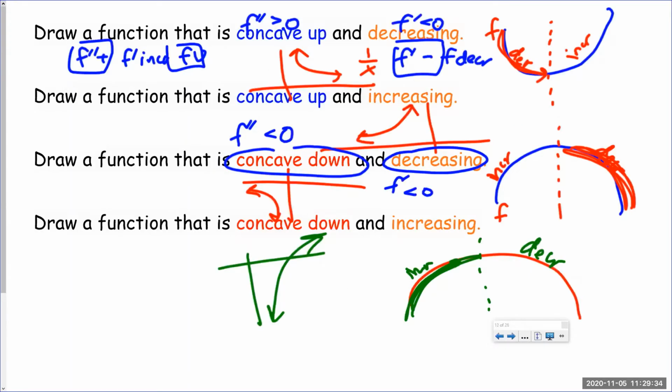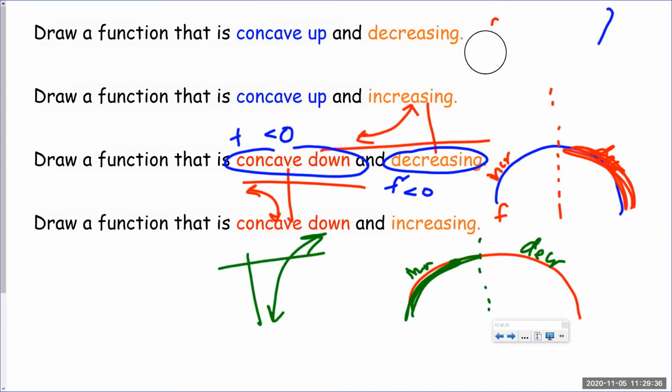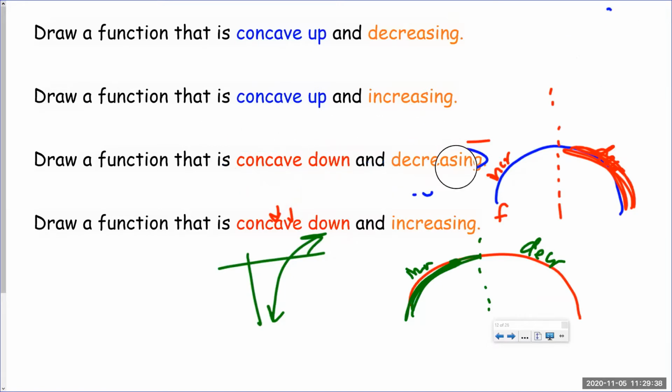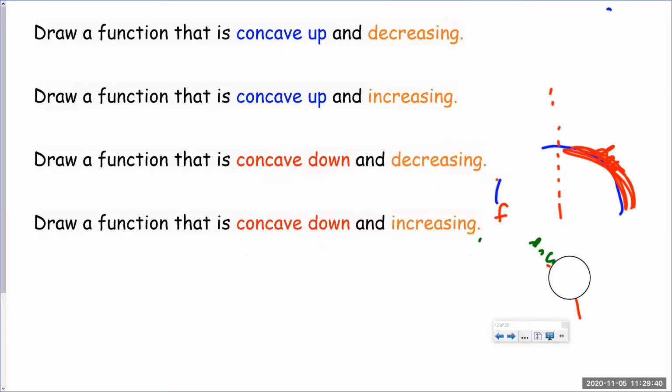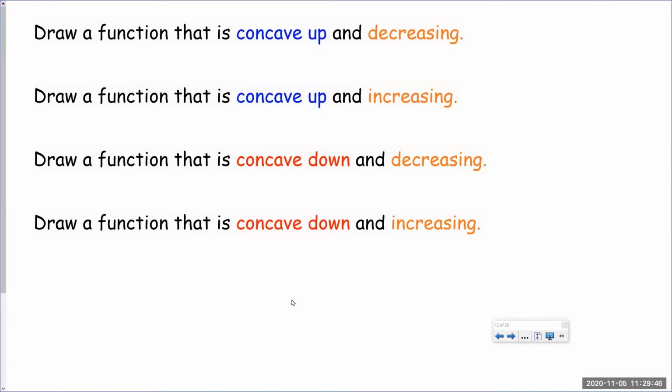What else is in your notes? I actually need to be able to draw this. Students have a lot of trouble drawing this, okay? If I tell you to draw something that's concave up and decreasing, can you quickly just make a sketch real quick? What does something concave up and decreasing look like? Just make a little sketch real quick.